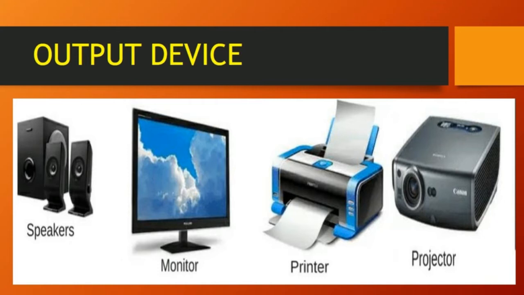Second one is printer. A printer gives output in the form of paper, for example a mark sheet or a newspaper, which is in printed form. Speaker: if you want to listen to music, for example in a marriage or at functions, they connect speakers, because everybody wants to hear. So that is also an output. Whatever they are saying, we hear it through the speaker.